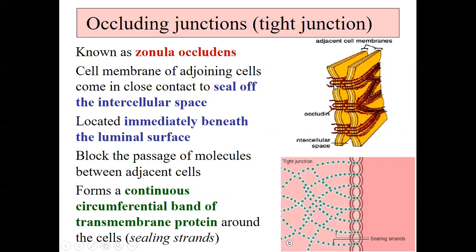Why is this tight junction very important? Because it blocks the passage of molecules. Because of the absence of intercellular space here, the molecules cannot go between the cells. In this occluding junction, it forms a continuous circumferential band of transmembrane protein around the cell. So it forms a sealing strand that seals off, so the molecules cannot pass between the cells. You can see here, this is the sealing strand.